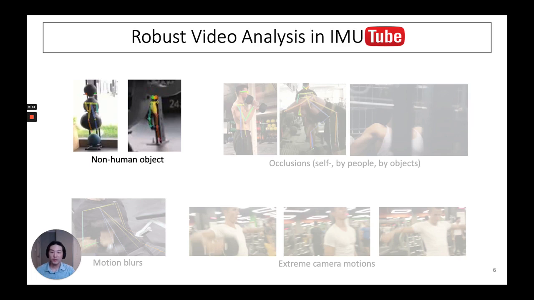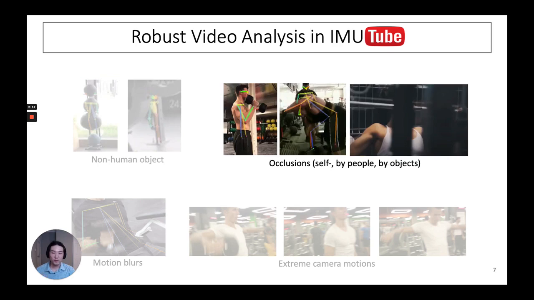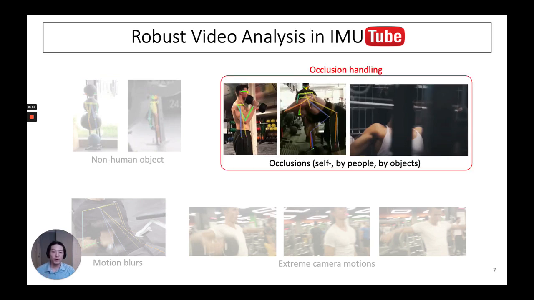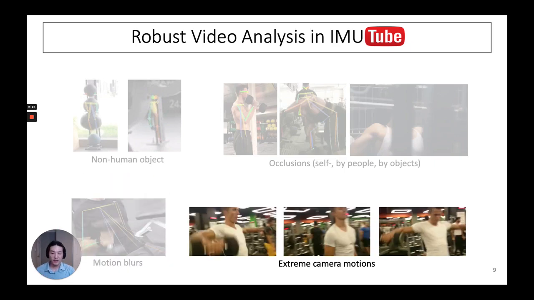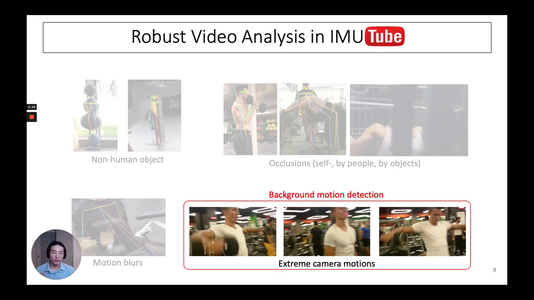Specifically, we handle 4 different kinds of challenges. Non-human objects from the confusions of the pose detector are handled with noisy pose filtering. Various occlusions, such as self-occlusions and occlusion by people or objects, are handled with occlusion handling. Motion blur, which can generate spurious poses from fast human motion, is handled with foreground motion detection. And excessive motion blur from extreme camera motions is detected with background motion detection.